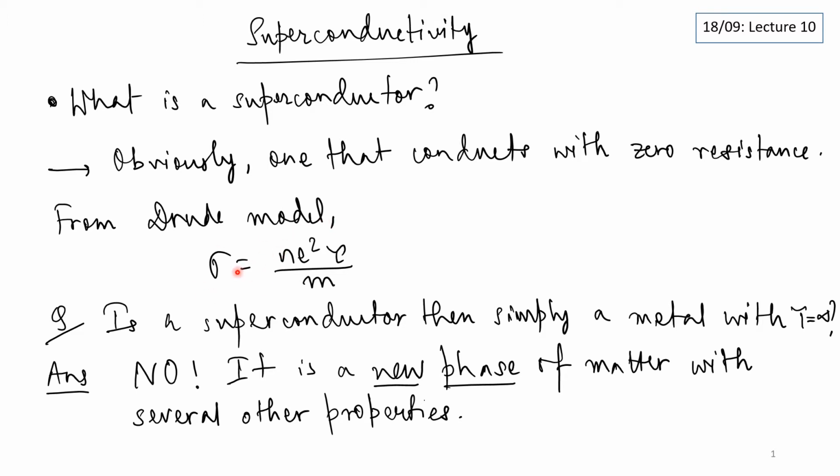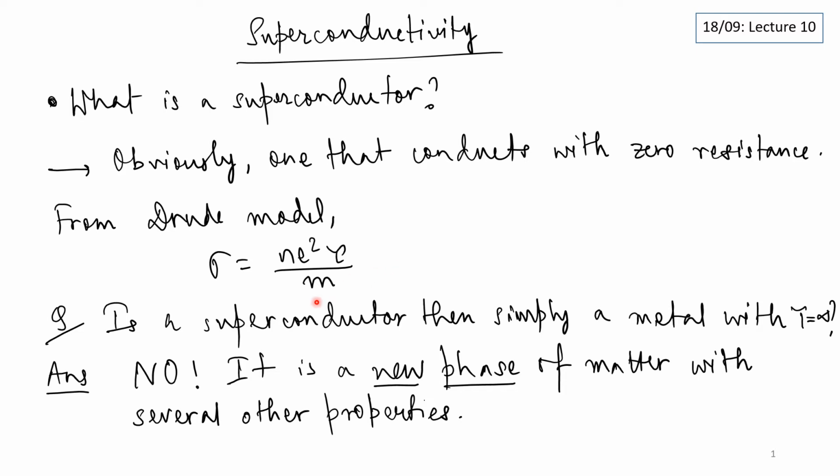So the conductivity we know is a very simple formula, which is ne²τ/m, where n is the number density of charge carriers, e is the charge, τ is the scattering time, or the mean time for the electrons to get scattered, which leads to the resistance to begin with, and m is the mass of the carriers.